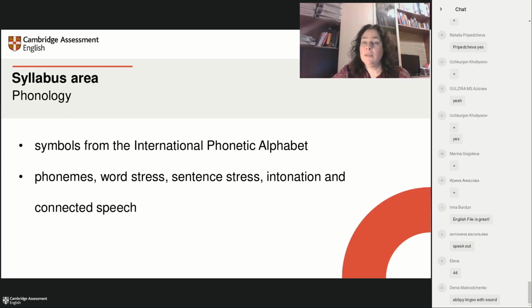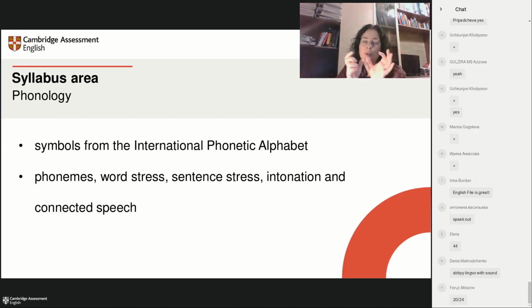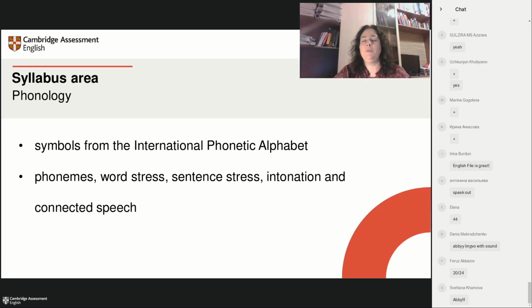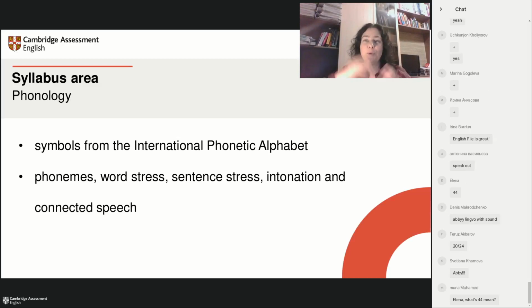And yeah, that's a good dictionary. And features of connected speech. For example, when you say two words together in fluent speech, some changes might occur, and you need to be aware of that. There might be some sounds that you will lose, and there will be some extra sounds, like intruded.